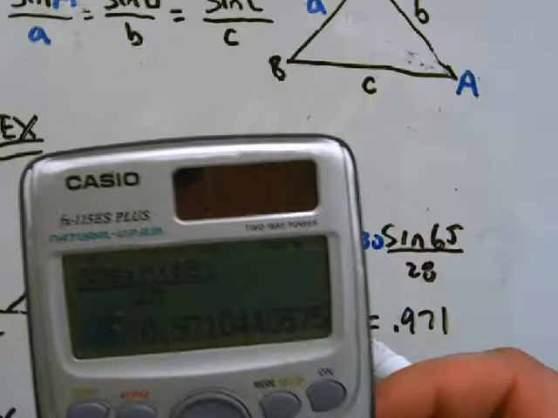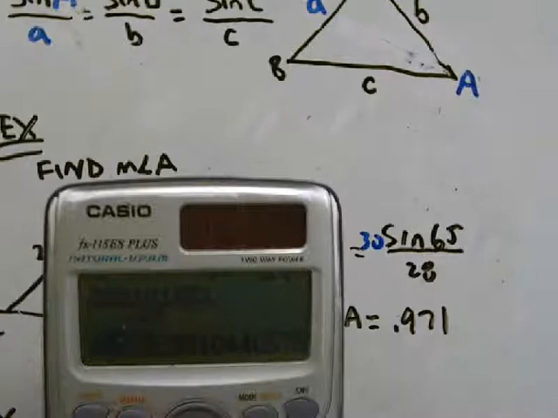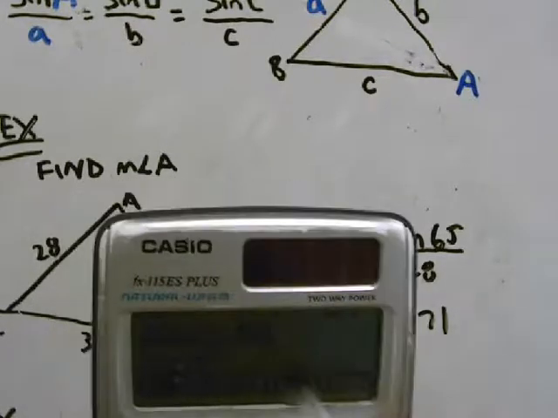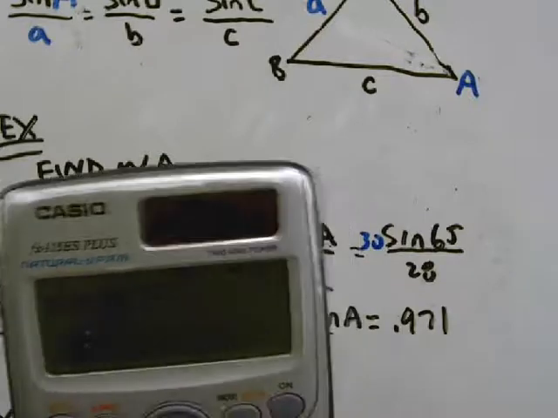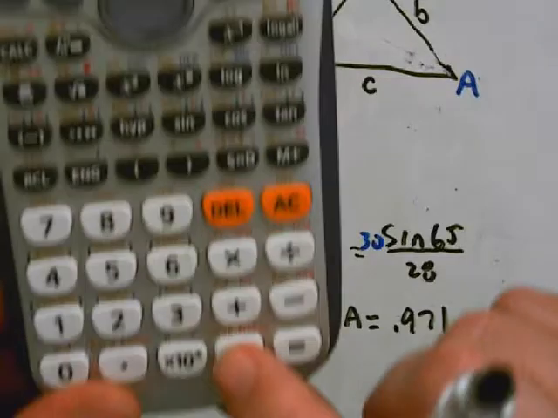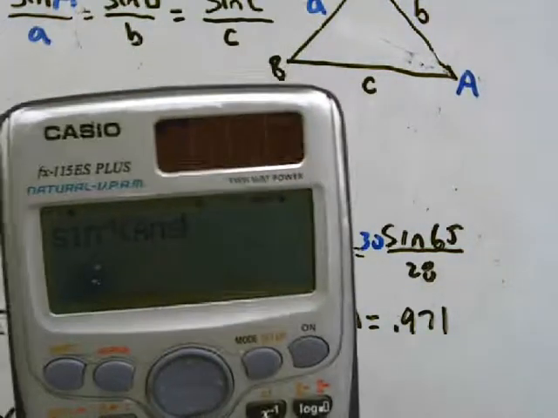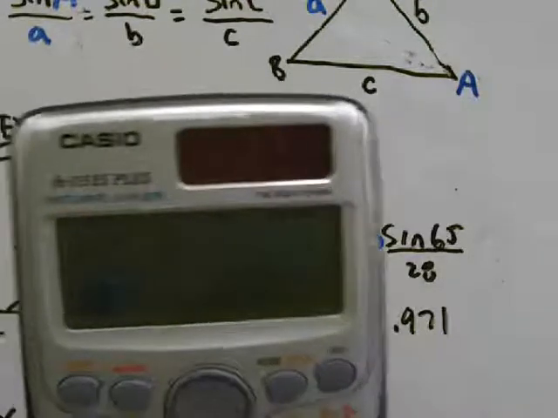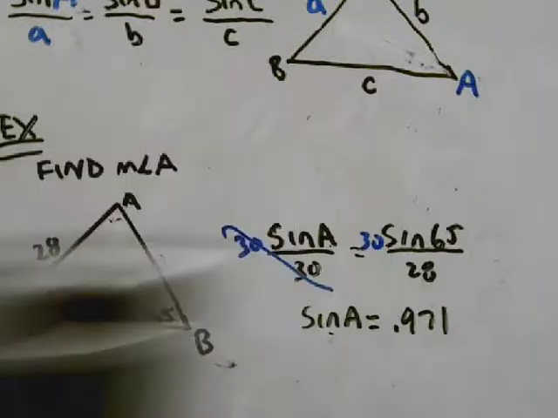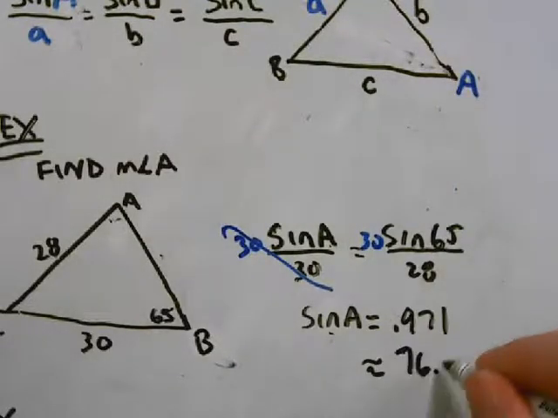So what I would do is put shift sine for sine inverse, and then I put the answer. You just push the answer button here, and it'll put in your previous answer. And hit enter. And you get roughly 76.2, rounded off. At this point, you have to wonder if this makes sense or not.